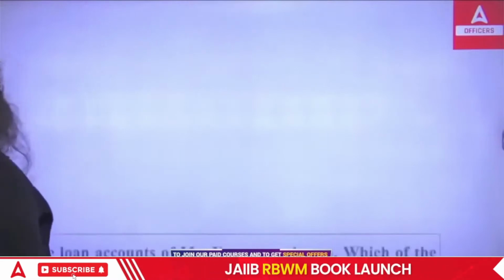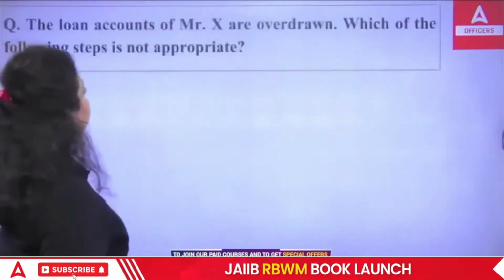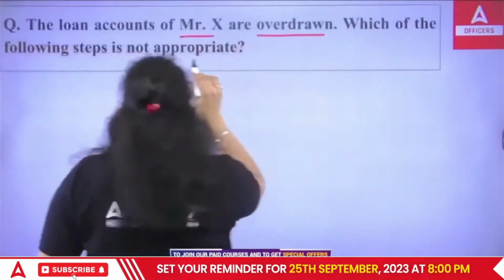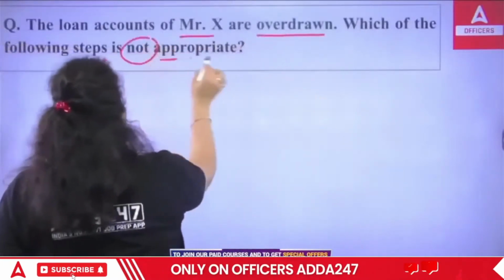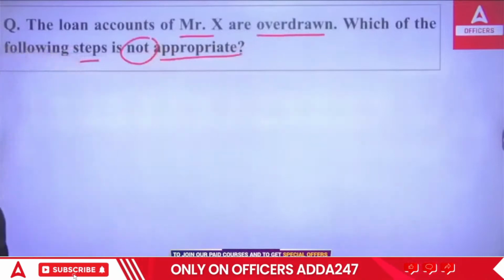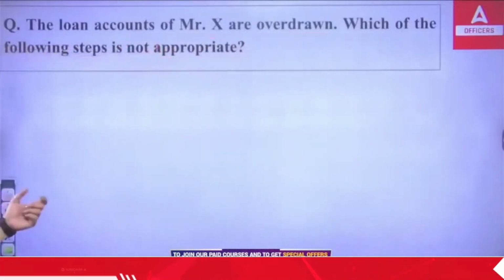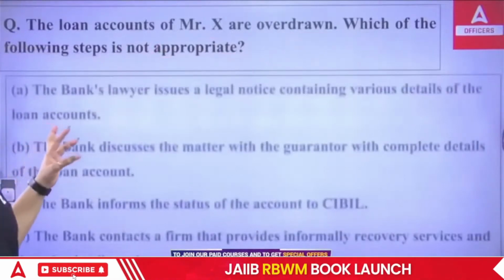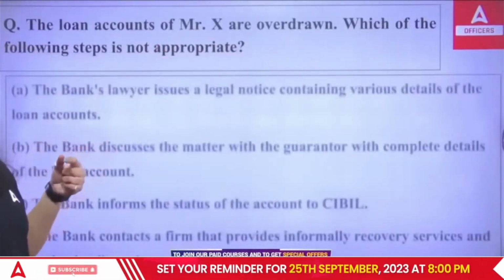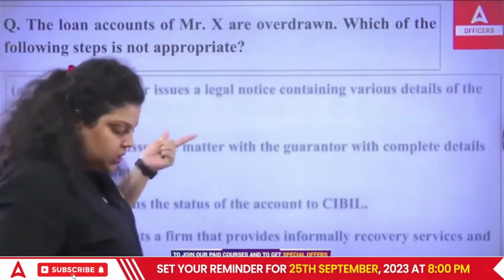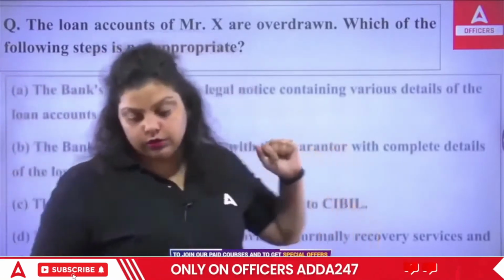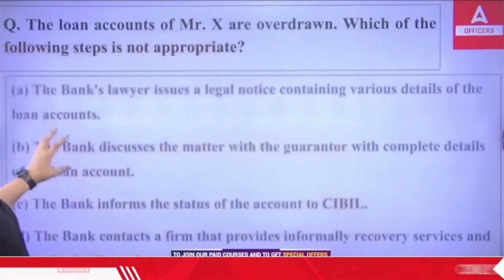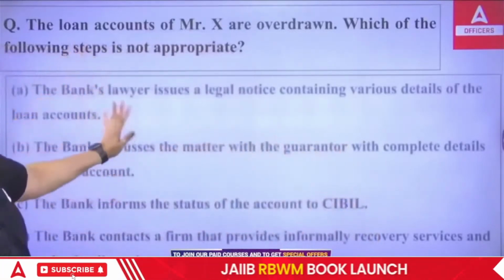Now, next question we have, the loan account of Mr. X is overdrawn. Which of the following steps is not appropriate to be taken? So Mr. X has an account in a bank, and that account has been overdrawn. Like as per the limit, you have overdrawn the amount of money from the Mr. X account. So which of the following cannot be the appropriate step?